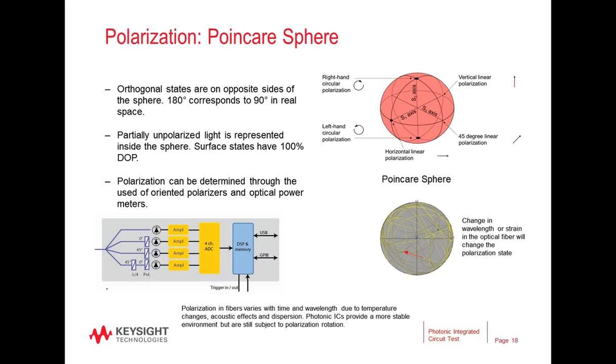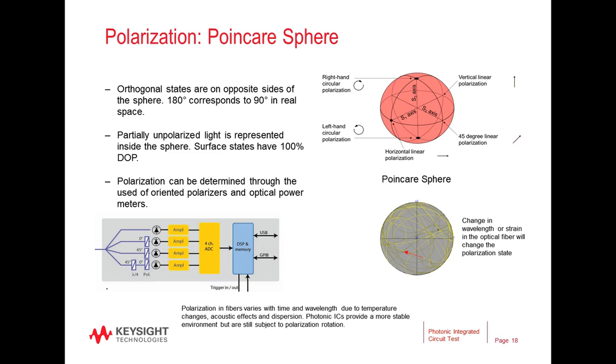Light polarization states are often visualized using a Poincare sphere, where the position on the sphere indicates where the light is circularly or elliptically or linearly polarized. Orthogonal optical states are on opposite sides of the sphere.